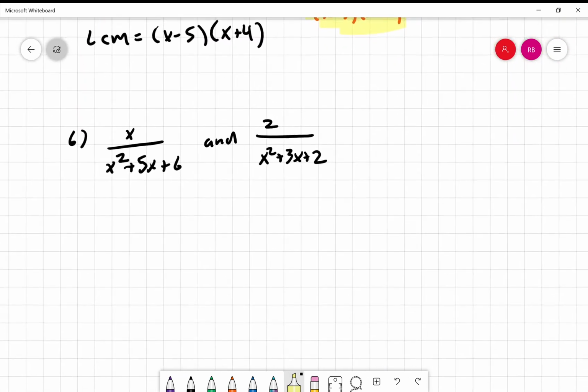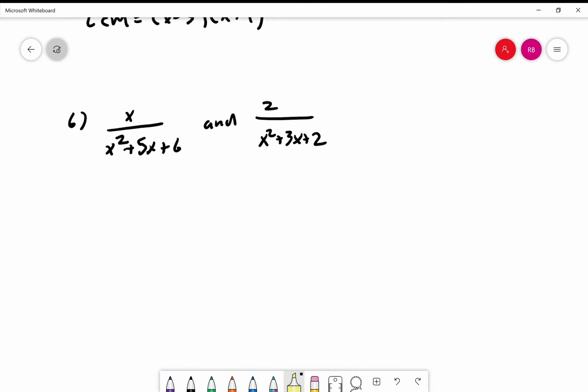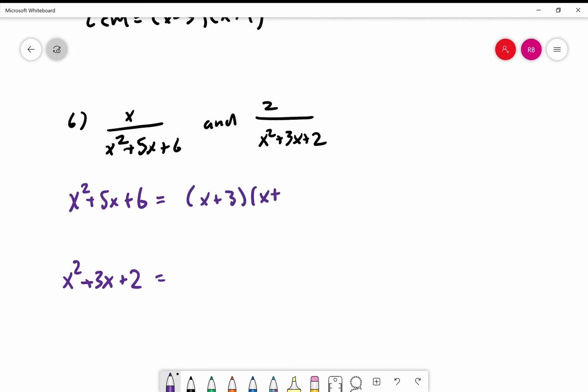So let's go ahead and finish it off with this last problem. We have x squared plus 5x plus 6, x squared plus 3x plus 2, the denominators. Find the LCM of all denominators. So let's factor it out. We get x plus 3, x plus 2. And this one we get x plus 2, x plus 1. So you see we have x plus 2, x plus 2. Shared factors, only write them out once.